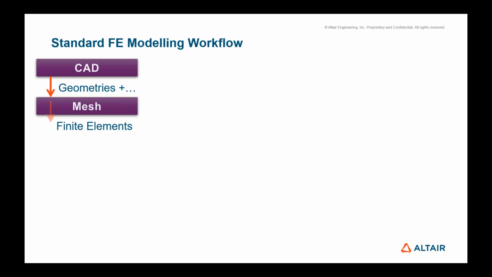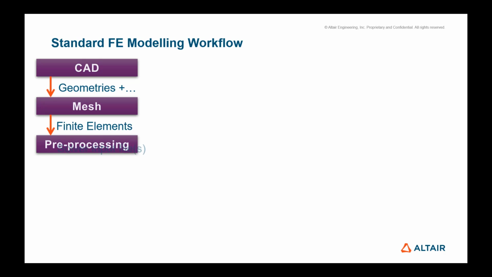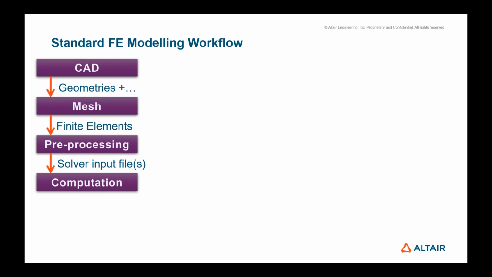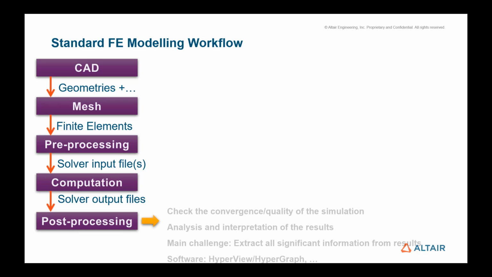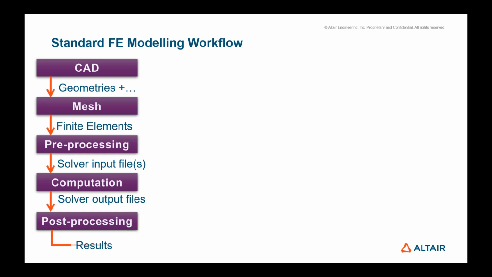Once the meshing is done, the setup of the model can start. In this step, one defines properties, assigns materials, sets contacts, loads, and boundary conditions. I'm going to detail this just after. At the end of this step, it is recommended to check the model. The model is ready and can now be computed by the solver. If the run ends normally, output files with expected results are generated. One can proceed to checks of the simulation and analysis of the results, and in the end, write the report.